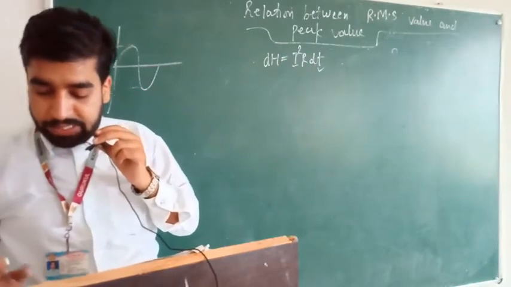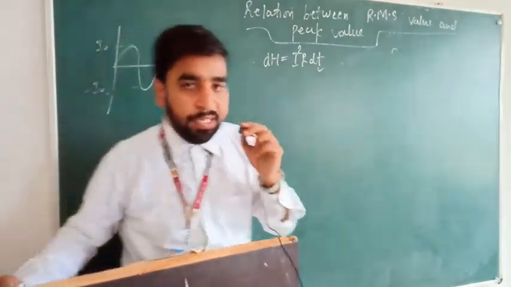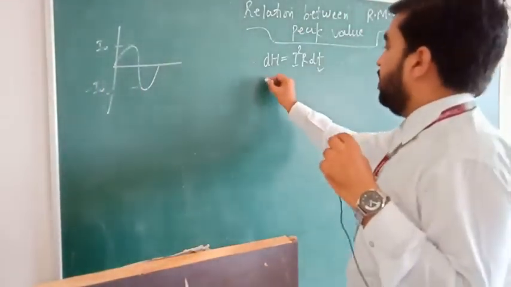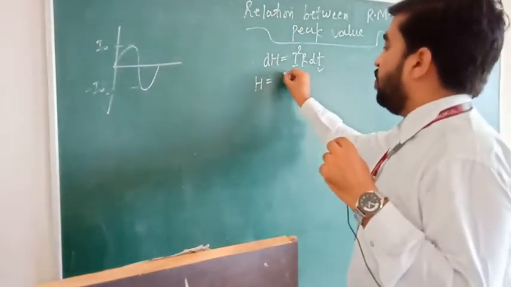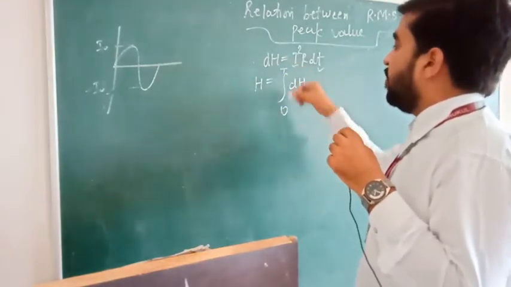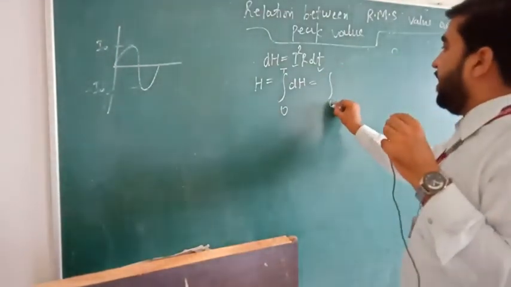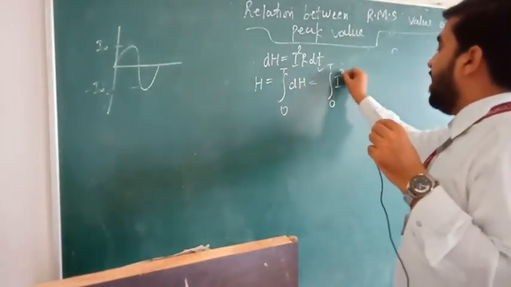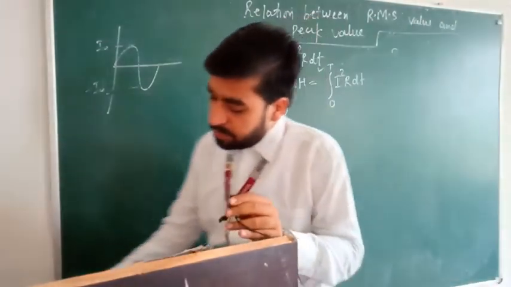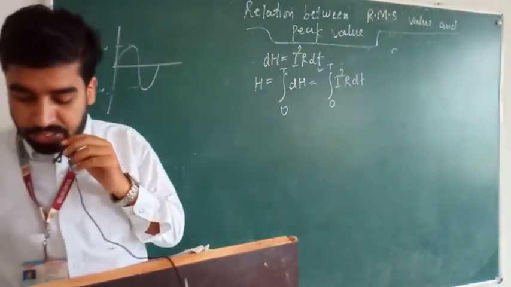Now students, suppose we have to calculate the total heat for a complete cycle. So H will be equal to the integration of dH, from 0 to T for a complete cycle. So this will be equal to the integration from 0 to T of I square R dt. Fine. Now this will be the value.